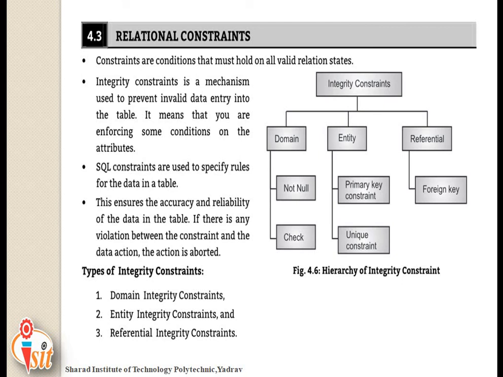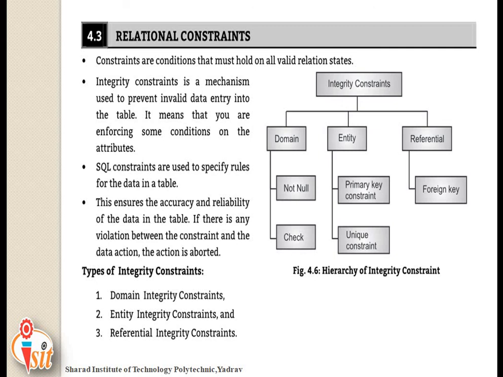In the given slide, you can see the hierarchy of integrity constraints. Integrity constraints have three types: domain constraints, entity constraints, and referential constraints. Domain constraints have two types: not null and check integrity constraints. Entity integrity constraints contain two types: primary key constraint and unique constraint. Referential integrity is classified into only one type, that is foreign key.